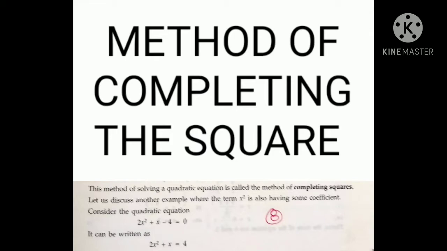Say for example, x square plus 12x plus 20 is equal to 0. Here the coefficient of x square is 1. And in another case, as you see in the question given, 2x square plus x minus 4 is equal to 0. Here we have the coefficient of x square as 2. Now I will show you how to use the method of completing the squares to find the solution of this given equation 2x square plus x minus 4 is equal to 0, which can be rewritten as 2x square plus x is equal to 4.